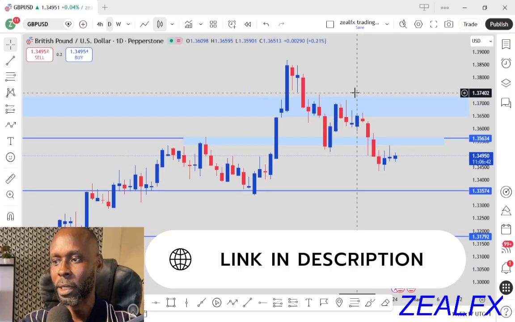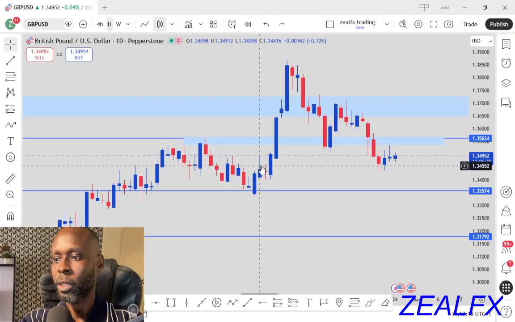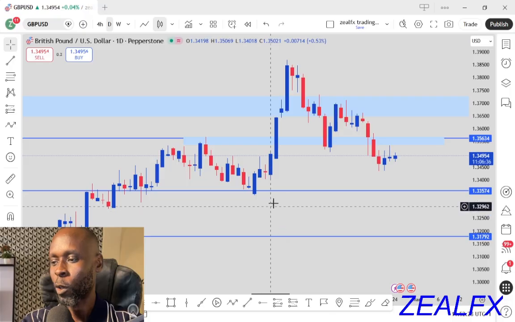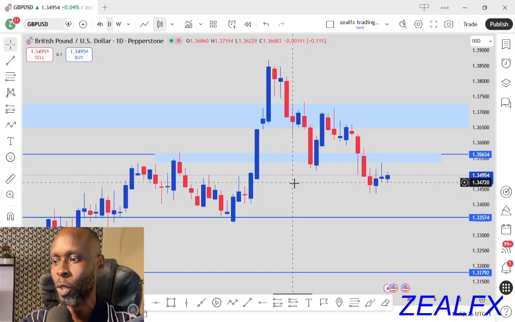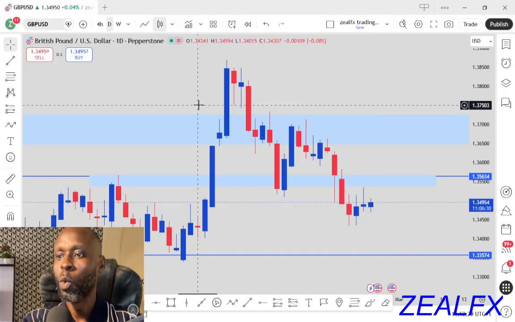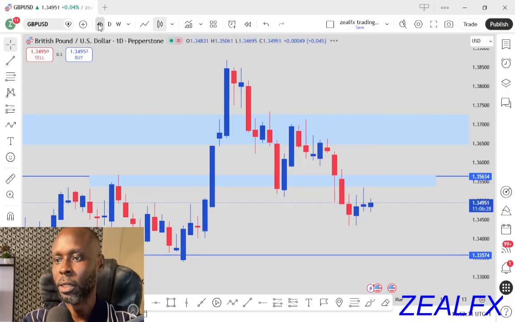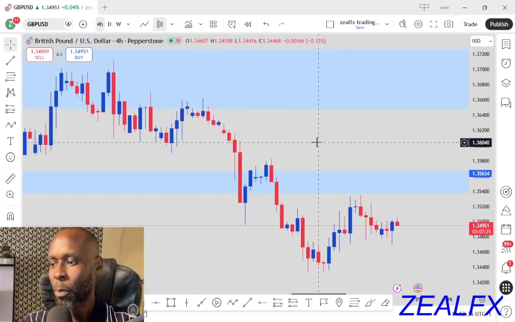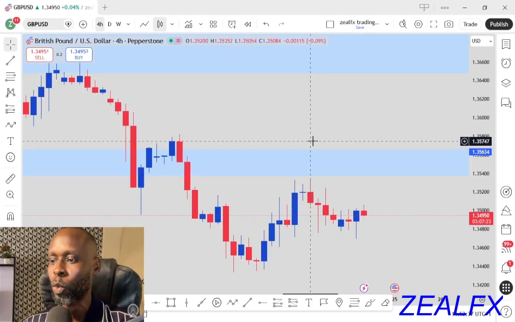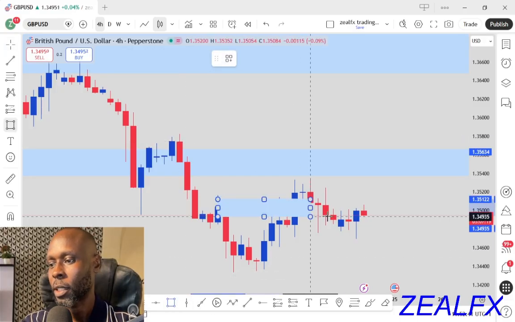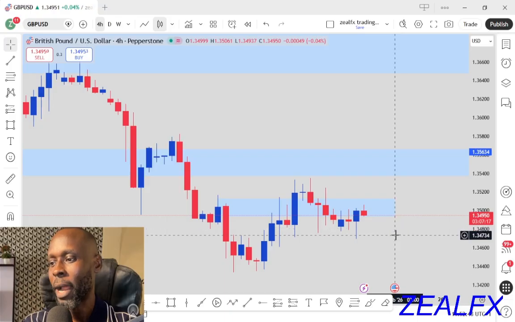So let's look at the areas we have to sell the Great British Pound USD to the downside. For the selling opportunity on the Great British Pound USD, you can see that price has rejected from this particular level. So let's go to our 4-hour chart. On my 4-hour chart, you can clearly see that price currently on the Great British Pound USD closed on the 4-hour resistance level, which is a sign of price reversal for the Great British Pound USD to move down.